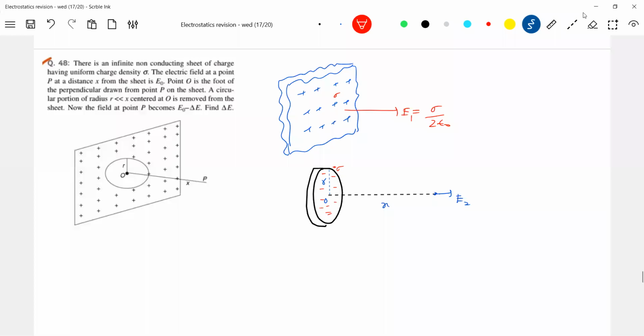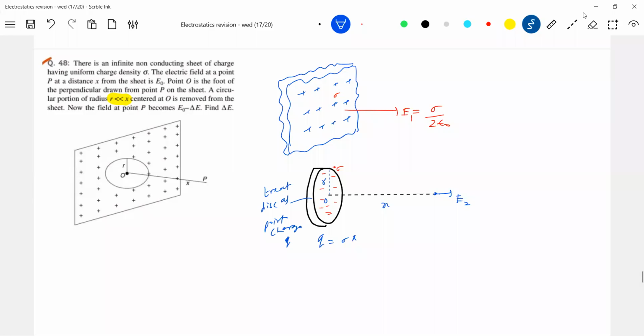But he has put some condition. What is that? R very much less than X. What does it mean? If he had not said this, okay, you could have done it, but you see, R very much less than X is telling us something. So what shall I do with that? Approximation. This is like a point charge, not a disk. Treat the disk as a point charge. So what is the charge? Point charge Q, you write.